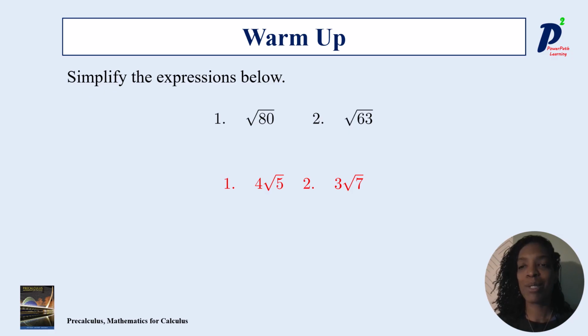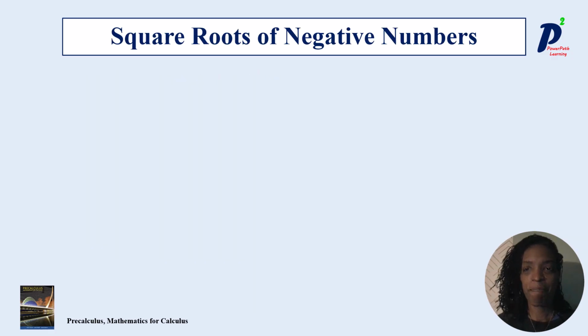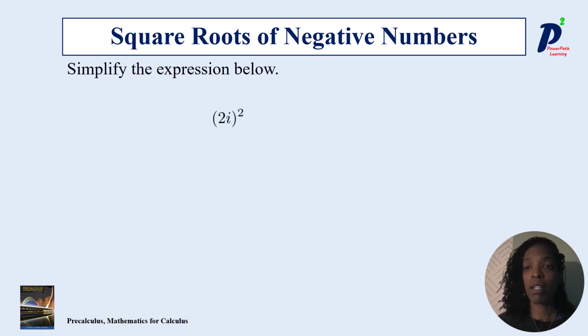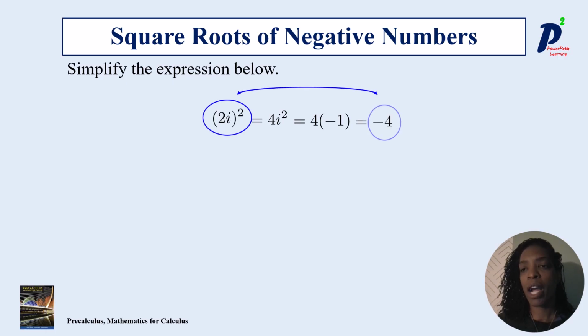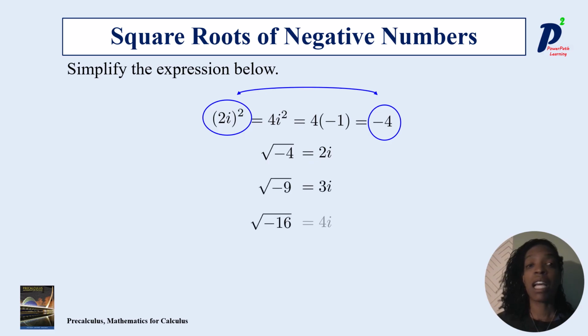Now let's learn about the square roots of negative numbers. Suppose that we simplify the expression (2i) squared. This is 4i squared, which equals 4 times negative 1, and our final answer is negative 4. Now, since (2i) squared equals negative 4, the square root of negative 4 is 2i. We can say the same thing for the square root of negative 9, 3i, negative 16, 4i, and so forth until we get to the square root of negative r, which is going to be i times the square root of r.